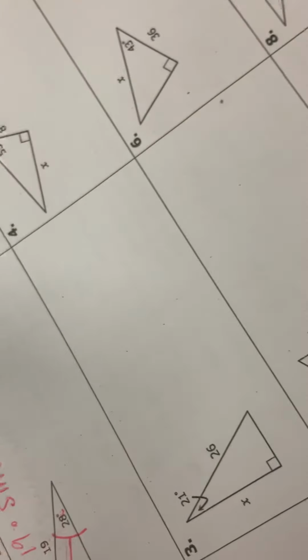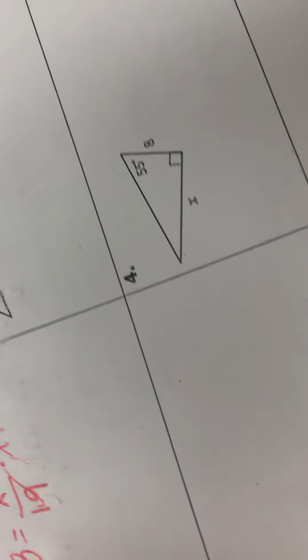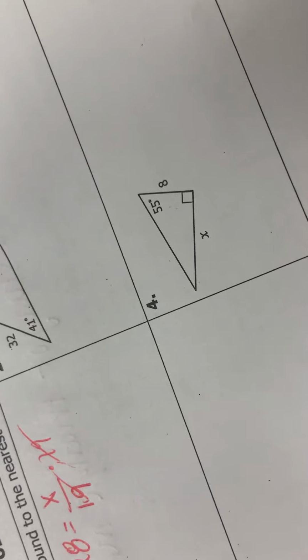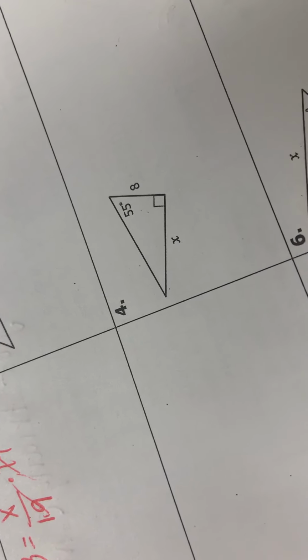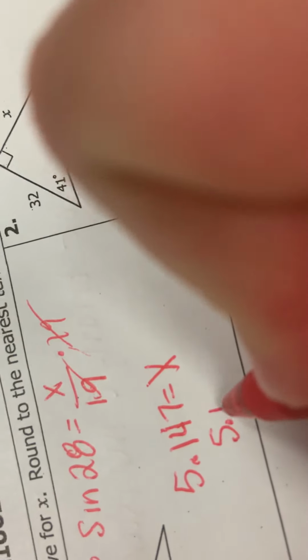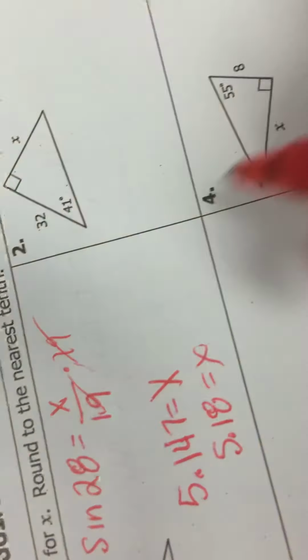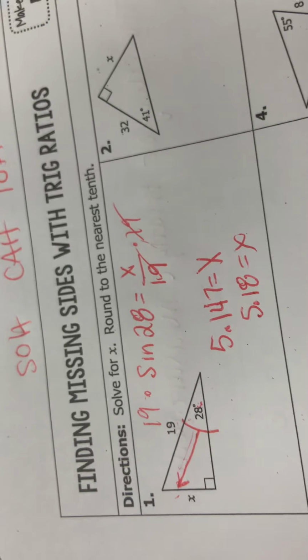So the answer for x is 5.147. So 5.18 equals x. Okay. I will come back with another video momentarily.